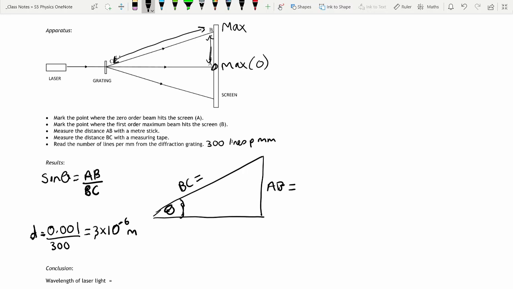So if that was a 300 lines per millimeter diffraction grating, your lowercase d would be 3 times 10 to the minus 6. To find the wavelength, you'd use the diffraction grating equation: n times wavelength equals d times sine theta n. You're just looking at the first order maximum, so 1 times the wavelength would be d, 3 times 10 to the minus 6 times sine theta. You could find your wavelength from that because you know sine theta, because you know AB and BC since you've measured them. So that's how you would find the wavelength.